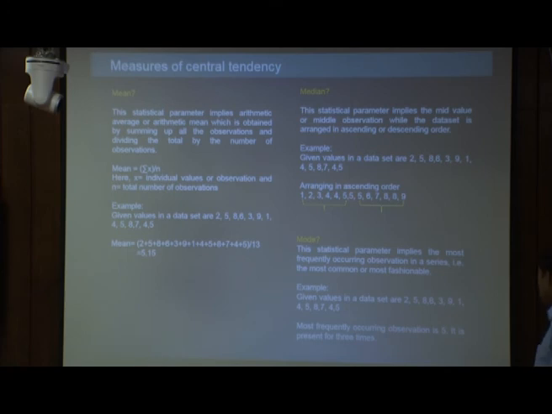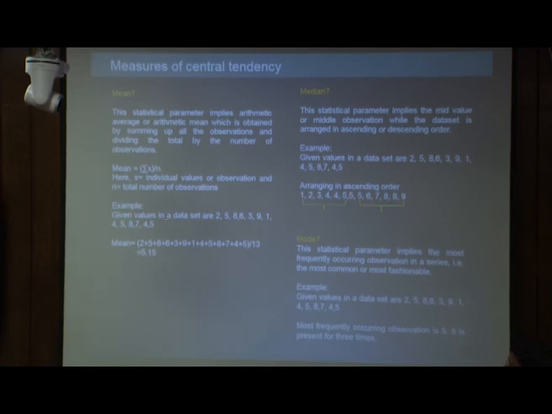So what is mean? We all know mean, but how can we define it? Mean is a statistical parameter that implies the arithmetic average, which is obtained by summing up all the observations and dividing the total by the number of observations. So this is expressed like this. x is the individual observation, all the individual observations we have to sum up, then we have to divide by n. Now n is the total number of observations.